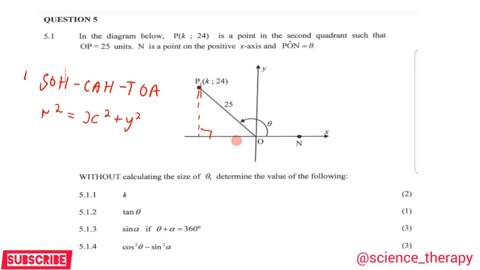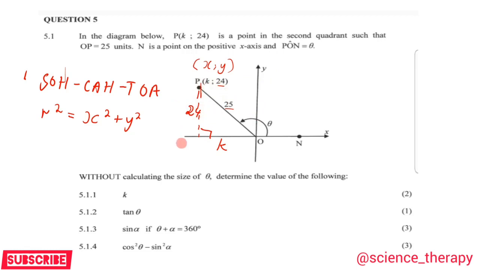Now that you have a right-angled triangle, you will always see that they will give you two known sides, but one will be missing. In this case, we are given this in the form of coordinates, (k; 24), but we know our coordinates always come in the form of (x; y). So this k is supposed to be on the x-axis, and this 24 is supposed to be along the vertical line, along the y-axis.